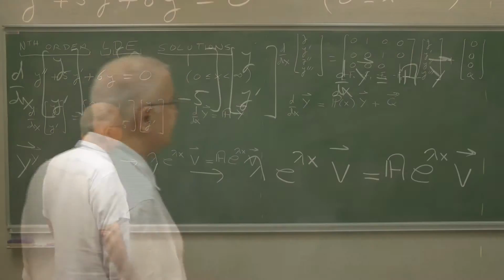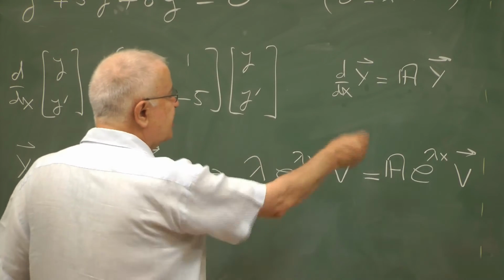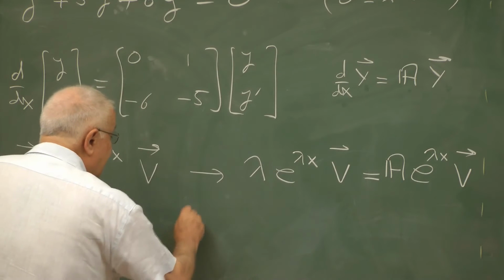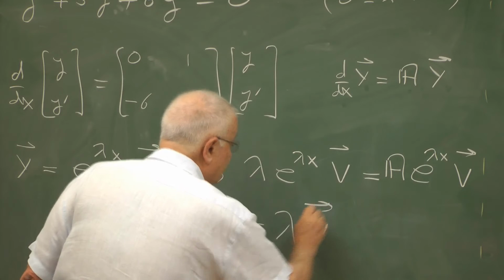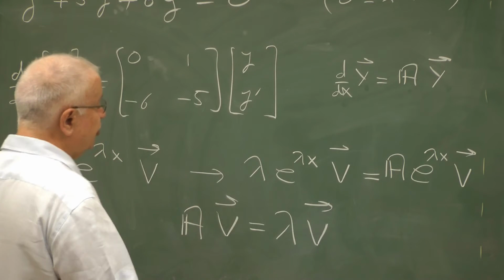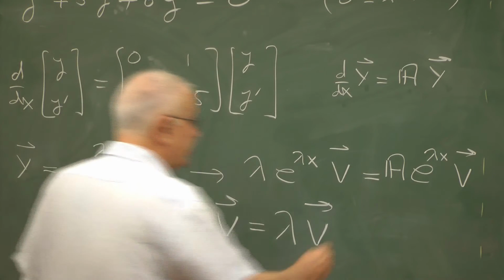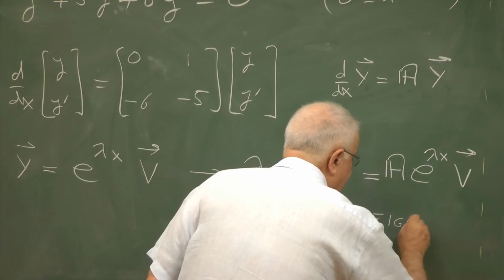E to the lambda x is never 0, so I can cancel both sides, and I have the familiar matrix times vector equals a constant times vector. This is the eigenvalue problem.